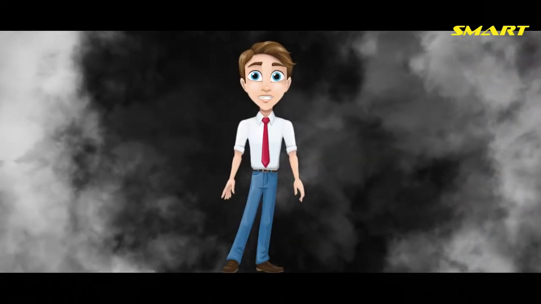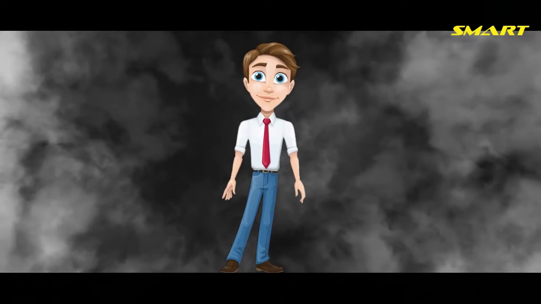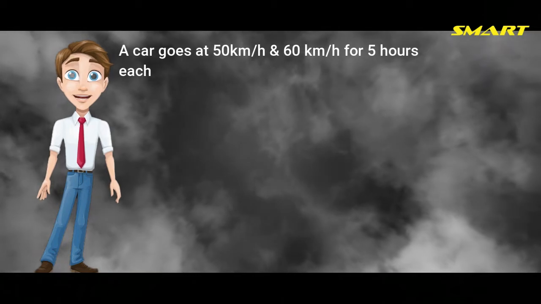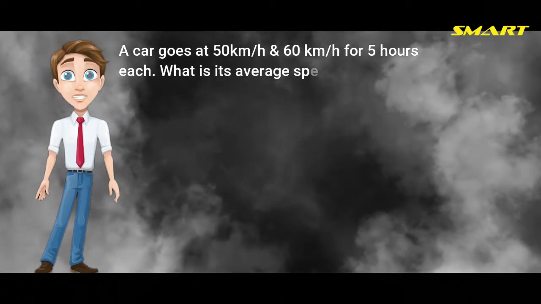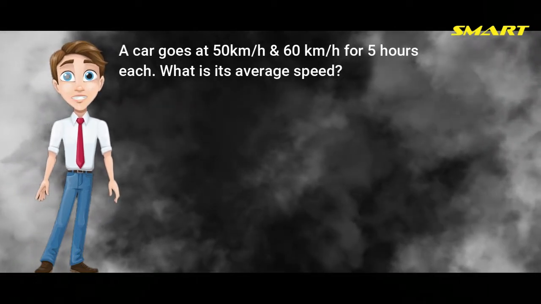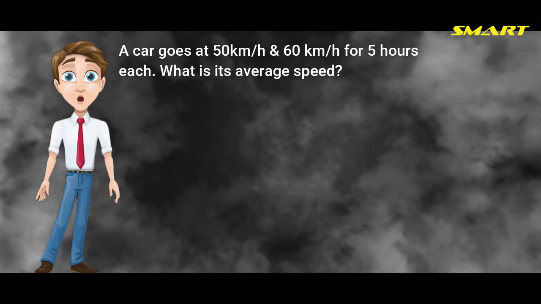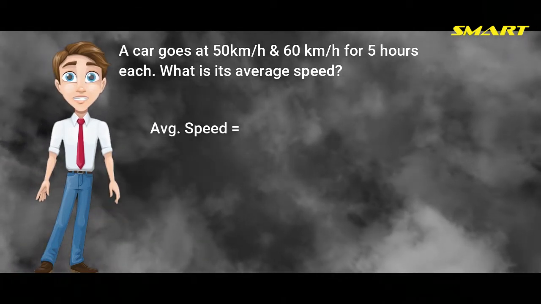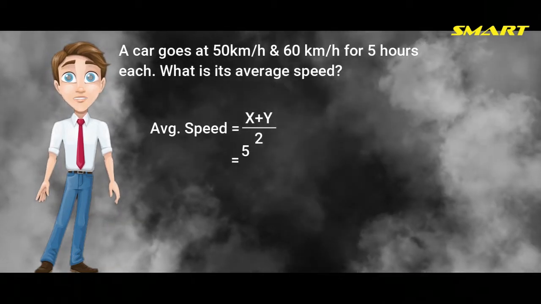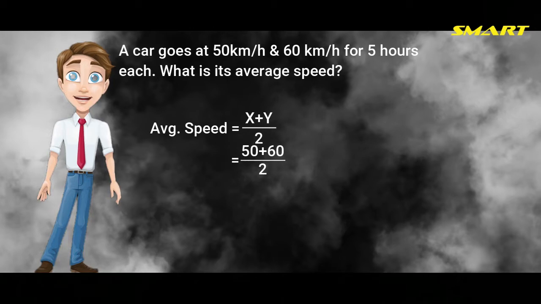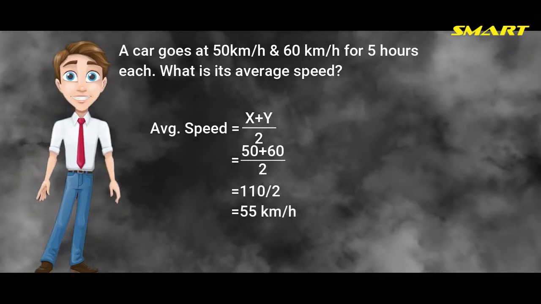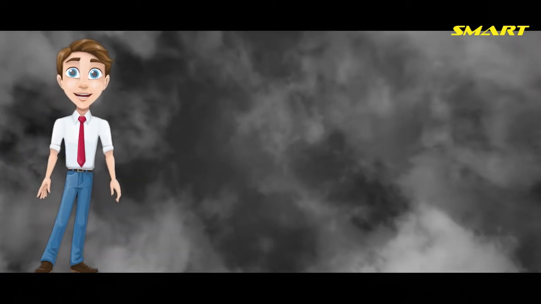Now we can solve some questions on average speed. If a car goes at 50 km per hour and 60 km per hour for 5 hours each, what is its average speed? Here, the time mentioned is the same and only 2 speeds are given. Therefore, we know for finding average speed, the equation is x plus y divided by 2. And here, simply it is 50 plus 60 by 2, and it is 110 by 2 and our answer is 55 km per hour. Let's try to solve another question.